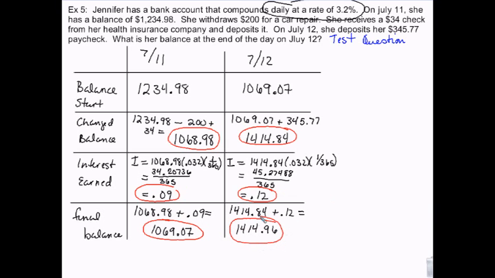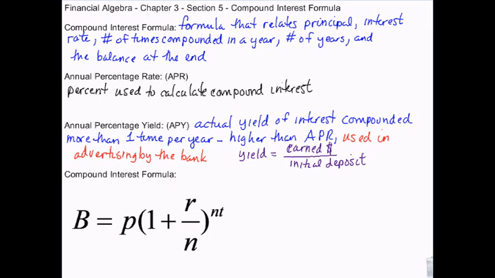And so this is what we're looking for, her balance at the end of the day on July 12th. Okay, the compound interest formula.